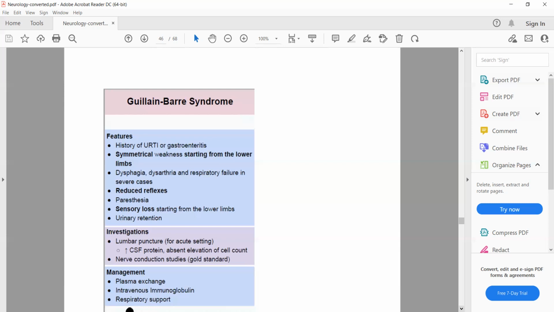And also in the face, the muscles of swallowing can also be involved, which will result in dysphagia. The facial muscles will also be involved, which will result in dysarthria. So all the muscles of the body can be involved in Guillain-Barre syndrome, starting from the lower limb and ascending upward in the thorax or in the face and neck, etc.